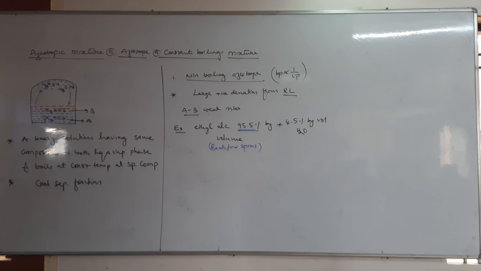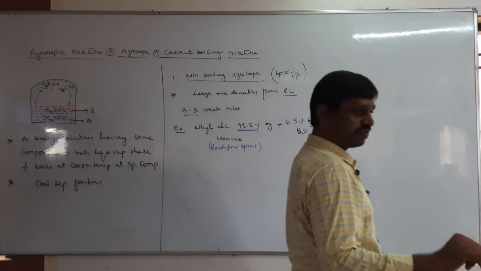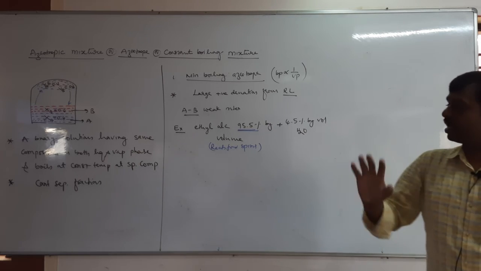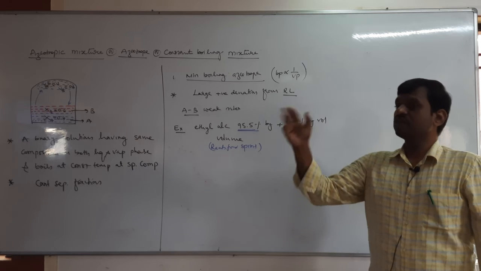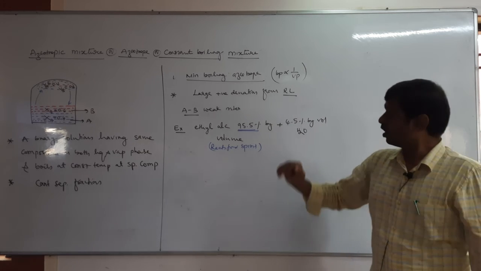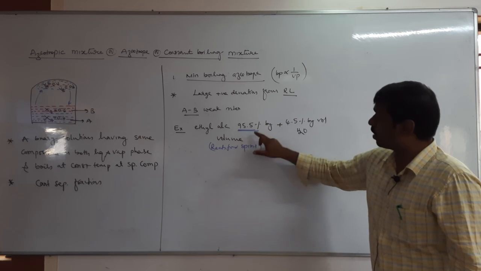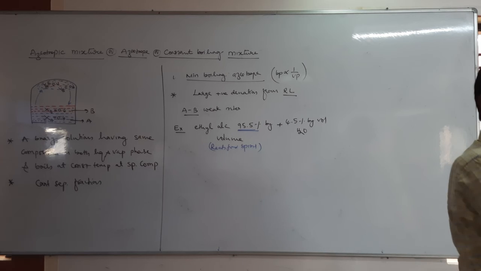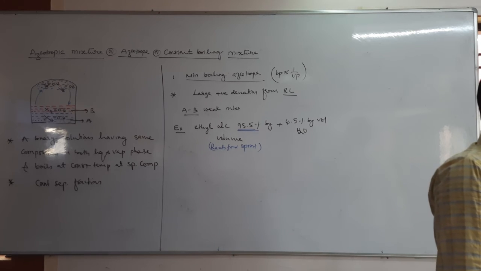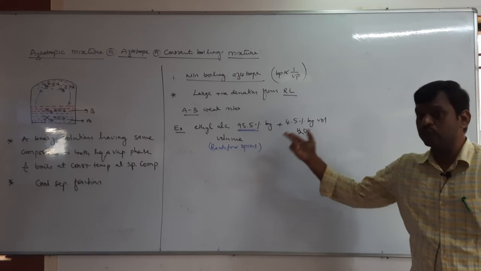Why? Because it is an azeotropic mixture. In the manufacture of ethyl alcohol, there are steps. You can get the 95.5% ethyl alcohol by fractional distillation. But once you get 95.5% ethyl alcohol, it cannot be converted into 100% absolute ethyl alcohol. That is not possible, because this is an azeotropic mixture.